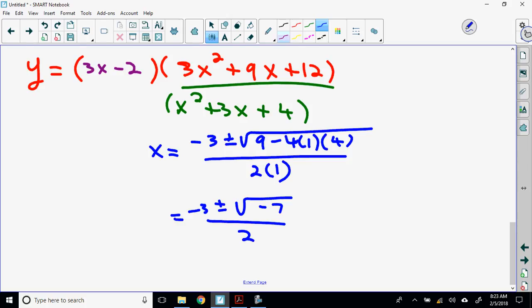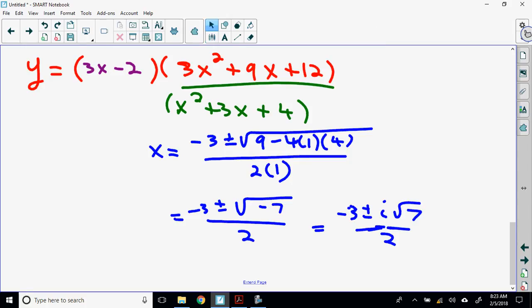Huh. So this is negative 3 plus or minus i root 7, all over 2. Wow. So the other two roots are imaginary. What do you think? Gotta love Chapter 5. All the stuff from Chapter 4 is coming back, isn't it?